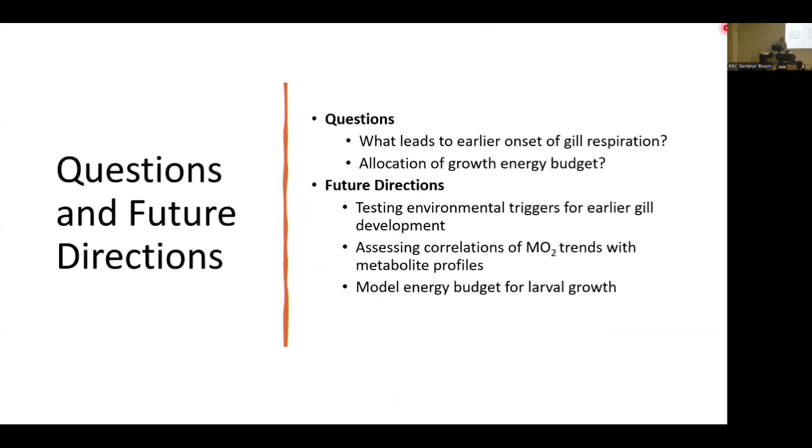Also, again, we're seeing that high variability in the metabolic rate. Might be looking at some energy budget modeling to try and see where that metabolic energy is being allocated, as well as looking at some metabolism profiles to see which metabolites are associated with various stages of that metabolic profile.